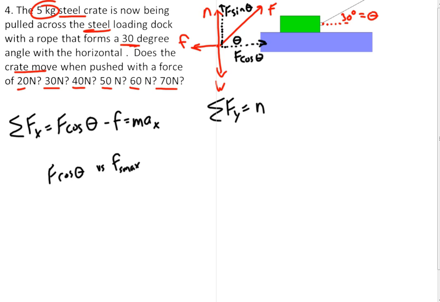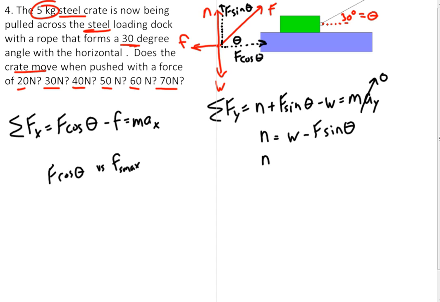Before we can figure this out, we have to write Newton's second law to find the normal force. So summation of forces in the y direction: everything that's going up is positive, so normal is positive, F sine theta is positive, weight is negative, it's going down, that equals mass times acceleration in the y direction. Of course, since our object is not accelerating up or down, that value is 0, which is awesome. We can solve this for the normal force. It is equal to the weight minus F sine theta, just bringing those to the other side.